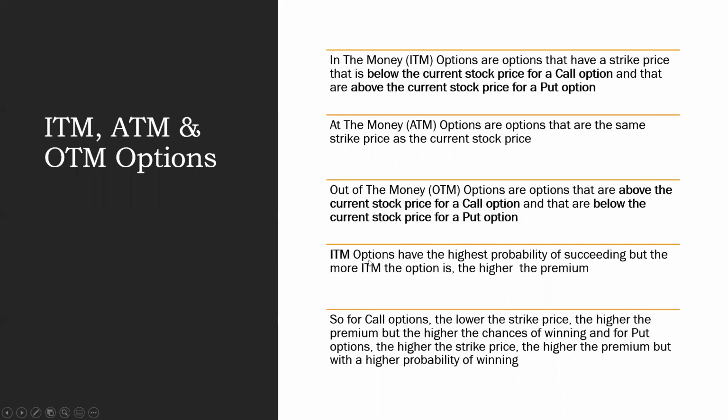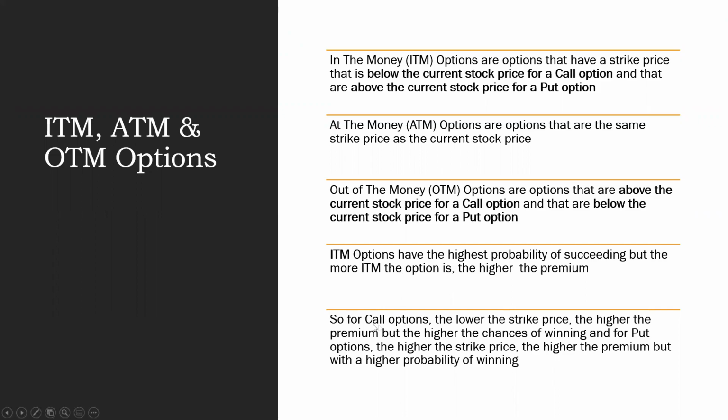Okay, so in the money options have the highest probability of succeeding, because in the money options are already at a profitable price compared to the stock price. You'll understand it better when I show you an example, but the more in the money an option is, because you have a higher probability of succeeding, the premium would be higher.